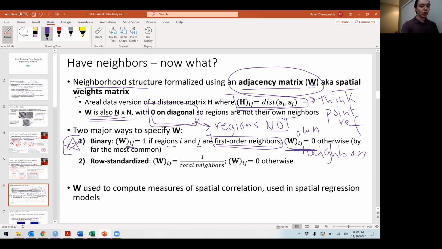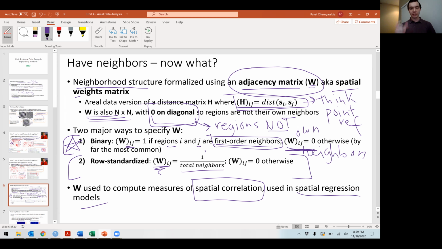There is what is called a row standardized version of this, where what you give is not 1, you give 1 over the total number of neighbors. It is used for a few analyses, but I won't spend a ton of time on it because it's not particularly common. This matrix, the adjacency matrix, is very important because we will use it to quantify spatial correlation, and when we get to regression models later in this unit. So this is going to be a super important matrix. Pick your neighborhood structure, make your adjacency matrix, use it down the line.